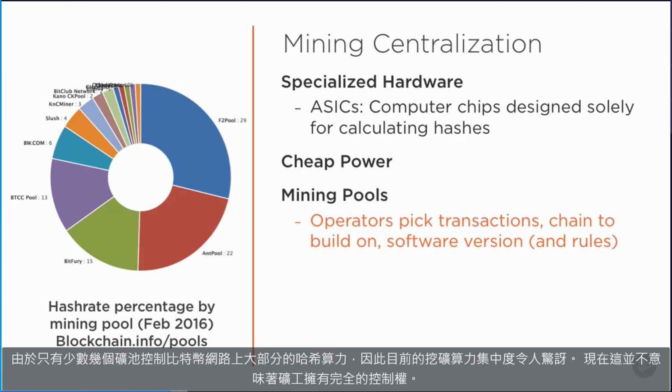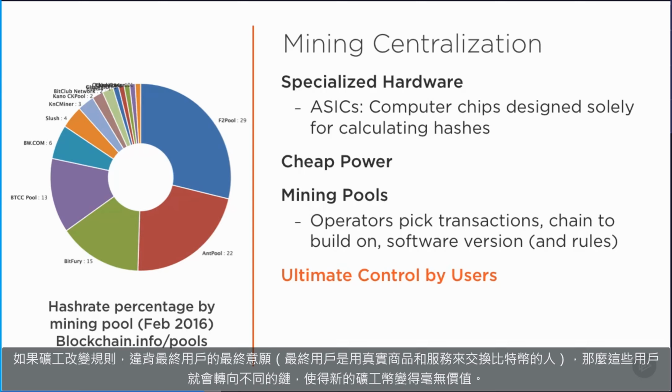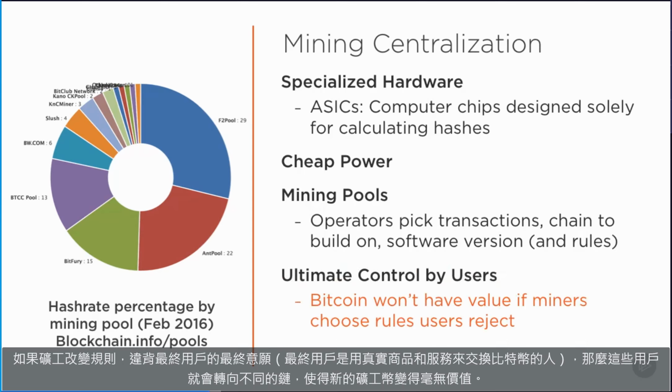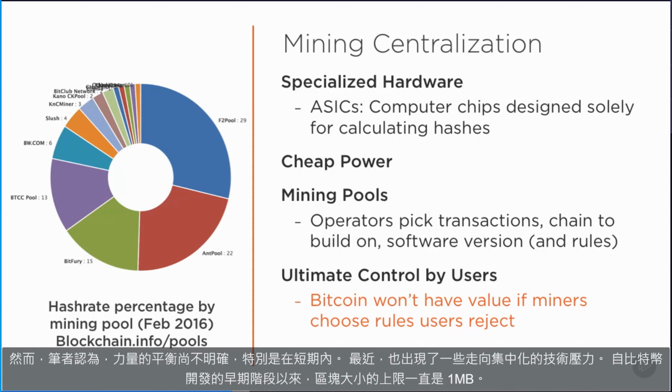Since only a handful of pools control the majority of all hashing power on the Bitcoin network, the current mining power is surprisingly concentrated. Now, this does not mean the miners have total control. If the miners should change rules against the ultimate desire of end users, who are the ones that trade real goods and services for Bitcoin, those users would switch to a different chain, making the new miner coins worthless. In this author's opinion, however, it's unclear where the balance of power lies, especially in the short term.